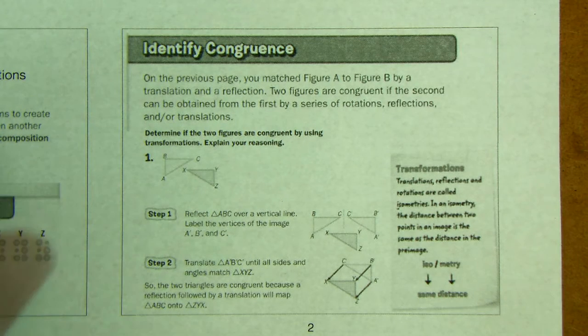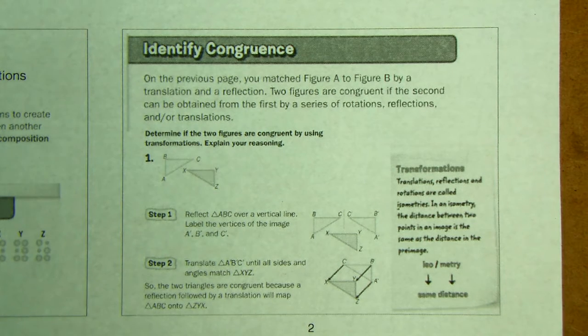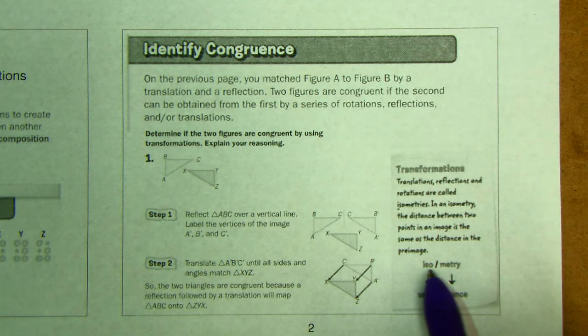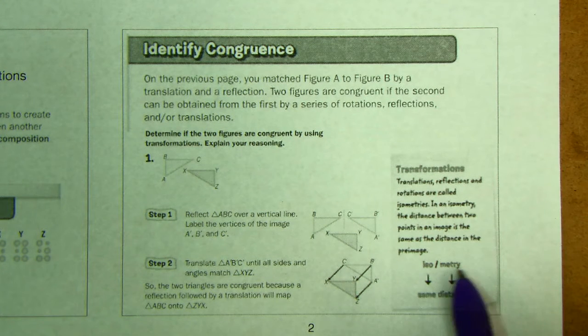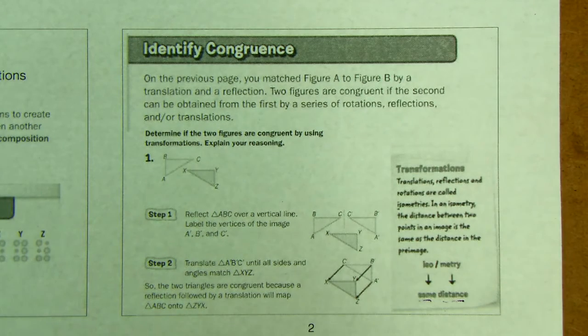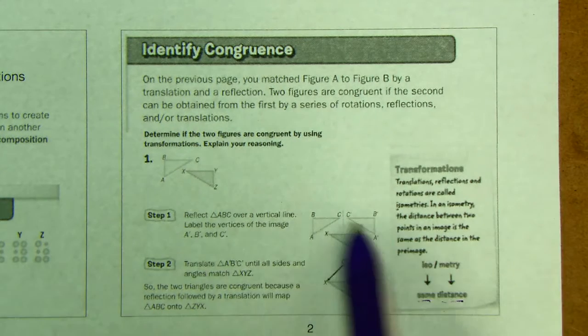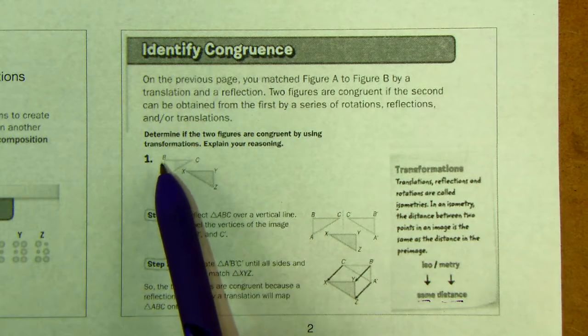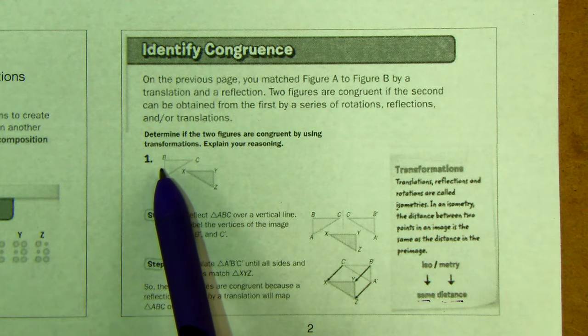So this is kind of a cool word. Isometry, same distance. So translations, reflections, and rotations are called isometries. I'm not sure if I'm saying that right, because the distance between each point is the same. Okay, so if I reflect, look, it's right here. Explain how these two are congruent, and as long as you can explain their congruence using translations, reflections, or rotations, then they are going to be congruent.